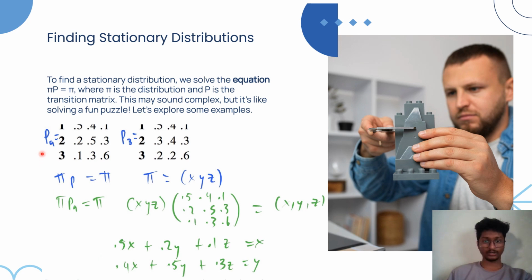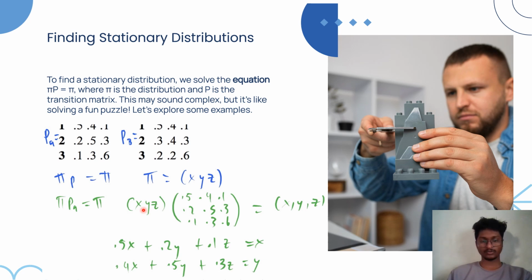So we have a transition matrix P which has 5, 4, 1, 2, 5, 3, and 1, 3, 6 as the matrix. From the above statement we have found that we have to use the equation pi into P is equal to pi. So pi is equal to x, y, z, and P is this following matrix. So pi into P is equal to pi.